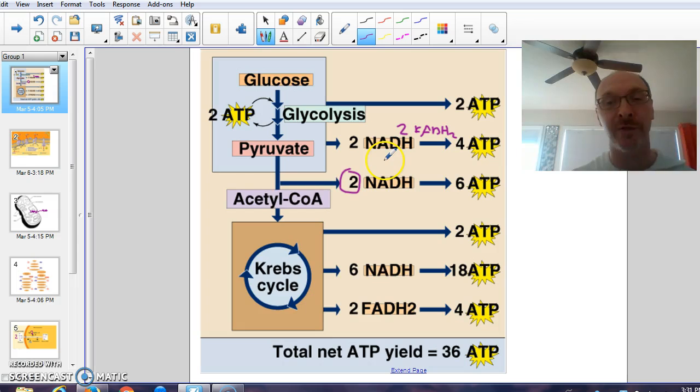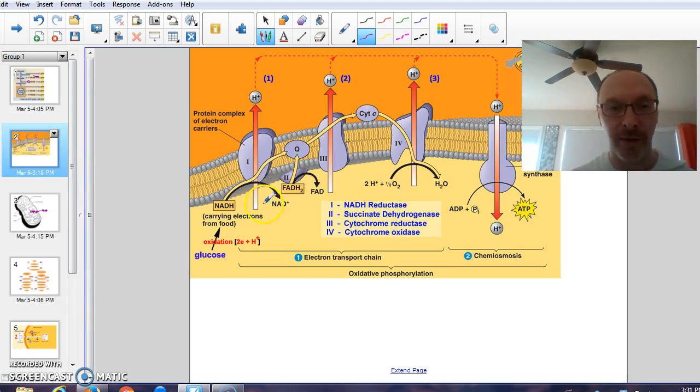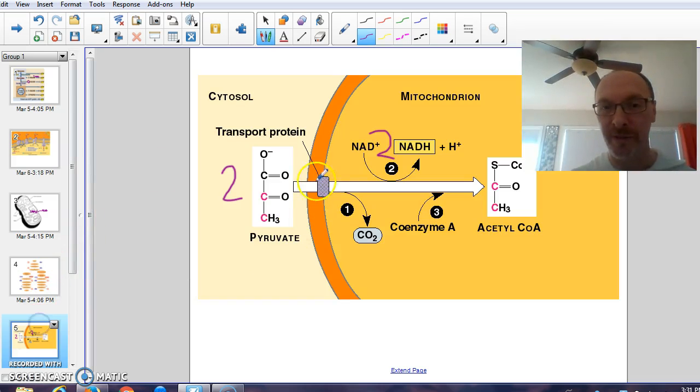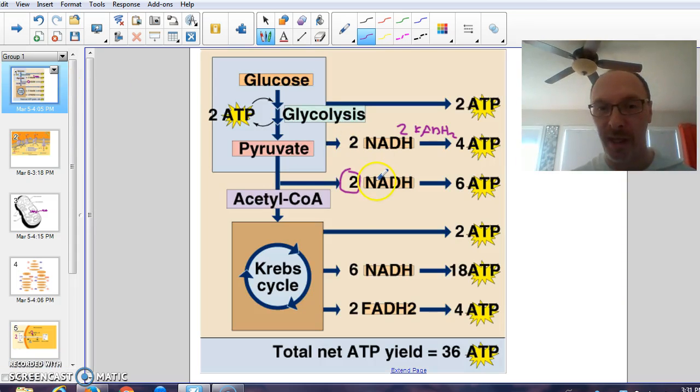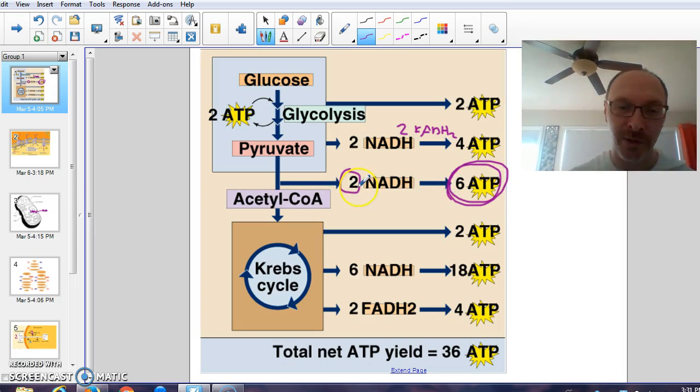Now those 2 NADHs are going to go to the electron transport chain. Again, we're going to go back here, and they'll dump off their electrons here. We'll get 3 protons pumped, and we'll get 3 ATP out of that. And that means 3 times 2 gives us 6 ATP. Well, 2 times 3 gives us 6 ATP, which is what's listed right there. So we get 2 NADHs, we get 3 ATP for every NADH that came out of the pyruvate oxidation, and that means we get 6 ATP.